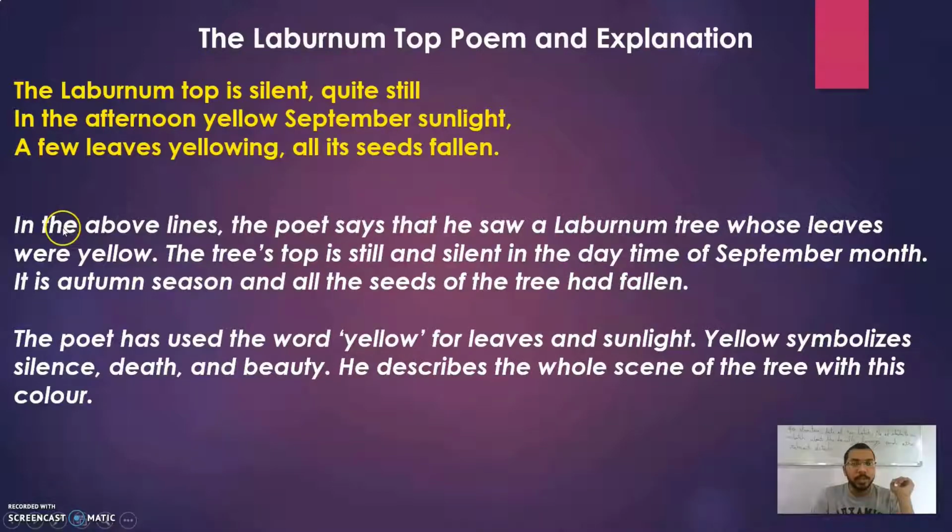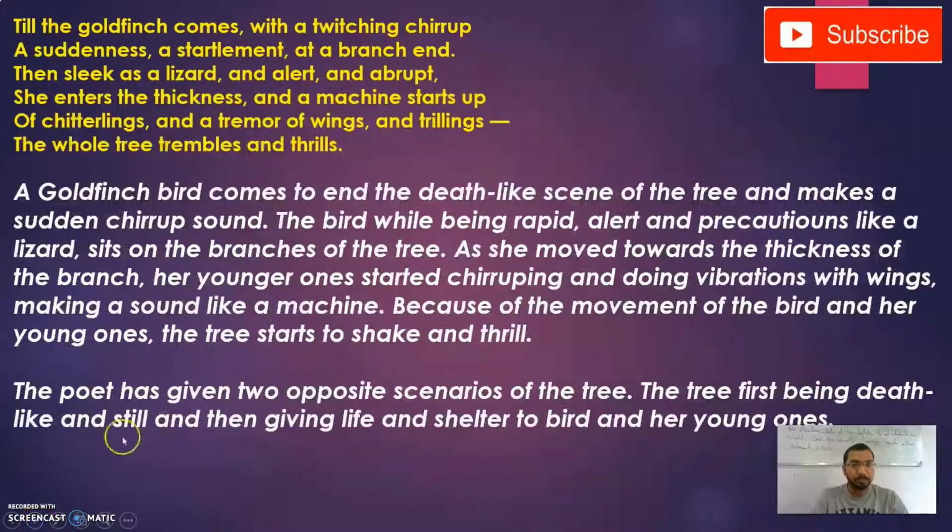See the explanation? In the above line, the poet says that he saw a laburnum tree whose leaves were yellow. The tree top is still and silent in the daytime of the September month. It is the autumn season and all the seeds of the tree had fallen. This is what happens in the autumn season. The poet has used the word yellow for leaves and sunlight. Yellow symbolizes silence, death, and beauty. Here in this chapter, yellow symbolizes silence, death, and beauty. It describes the whole scene of the tree with this color.